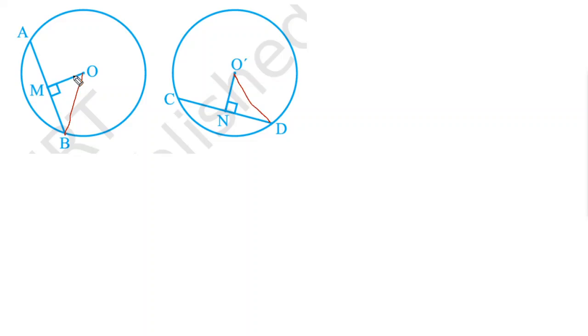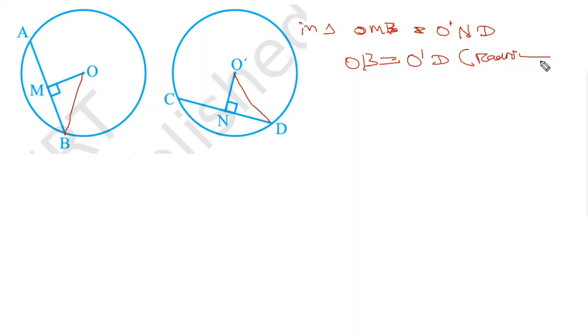So let's take two triangles. In triangle OMB and triangle O dash ND, now in between these two triangles, you have OB equal to O dash D. Reason is radii of congruent circles.